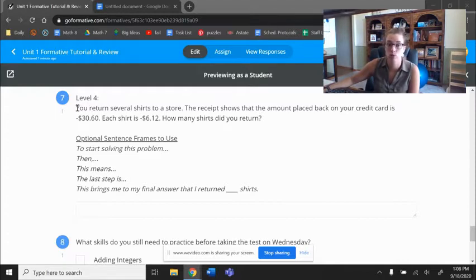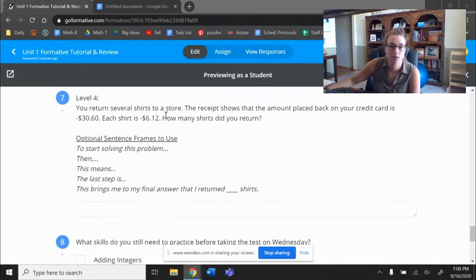It will most likely be a real world application. This one says you returned several shirts to a store. The receipt shows that the amount placed back on your credit card is negative $30.60. It's negative because you're receiving that money back. Each shirt is negative $6.12, meaning that you are receiving back $6.12 for every shirt that you're returning. How many shirts did you return?